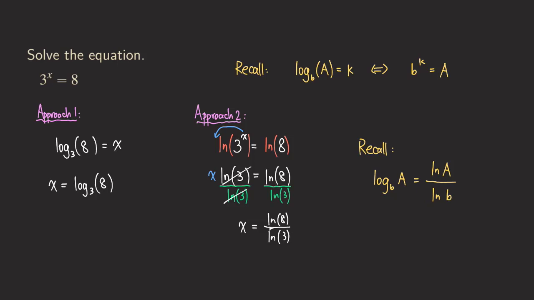Now, if we do the base change from approach 1, you see what's going on here? We can write ln of the number 8 over ln of 3, which is the same answer as this.